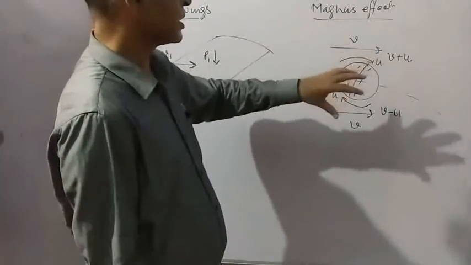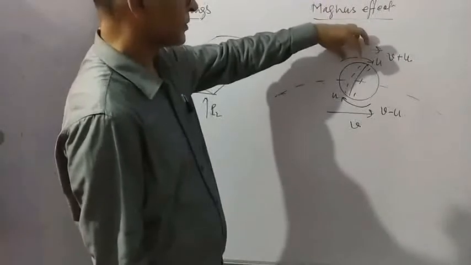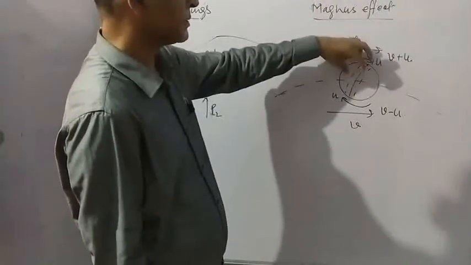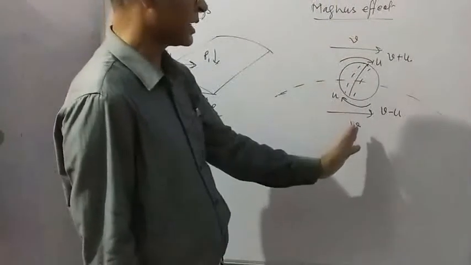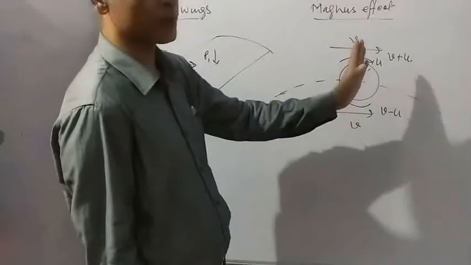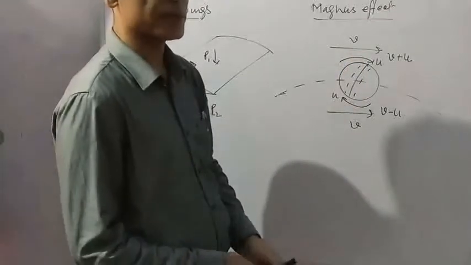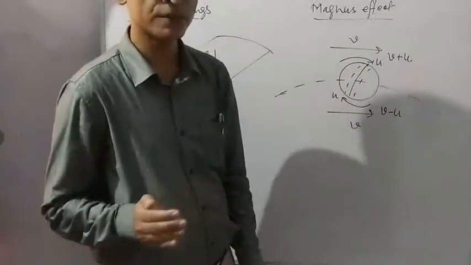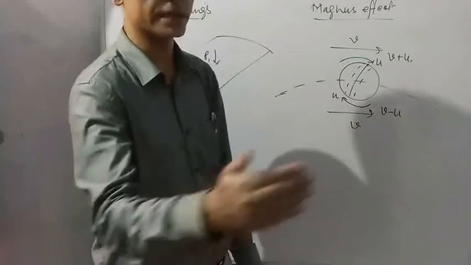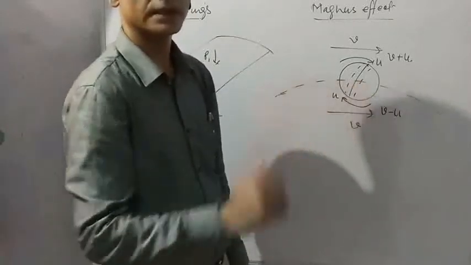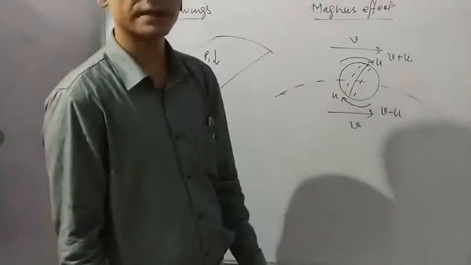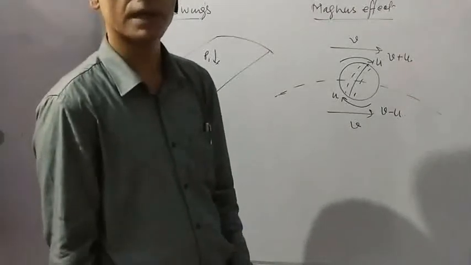According to Bernoulli's theorem, here velocity is more, so pressure will be less, and here velocity is less, so pressure will be more. So a pressure difference is created, and because of that pressure difference, the ball moves in the direction of the pressure difference in the air itself. This effect is called the Magnus effect, and it is based on Bernoulli's theorem.